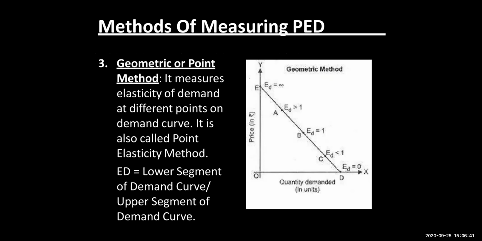Just now I had explained you 5 degrees of elasticity of demand. So we can see that at point B it is unitary, at point A it is greater than 1, at point E it is infinite, at point C it is less than 1, and at D it means zero change in demand.